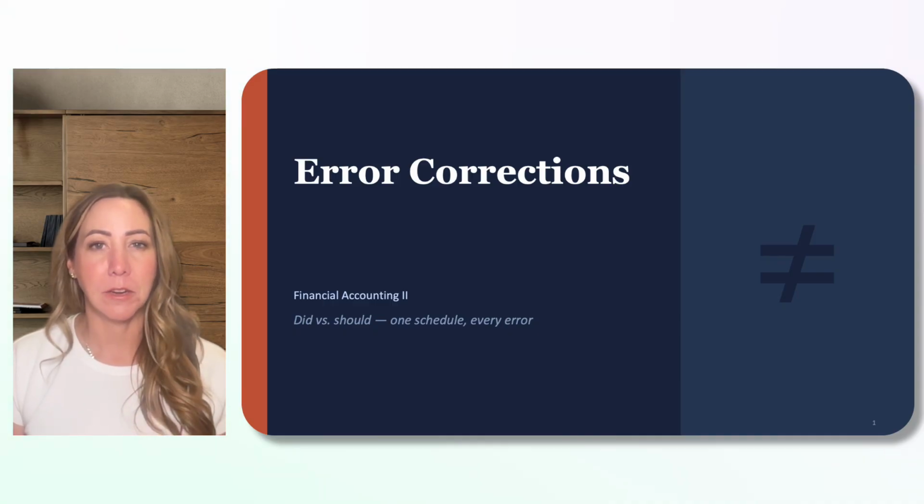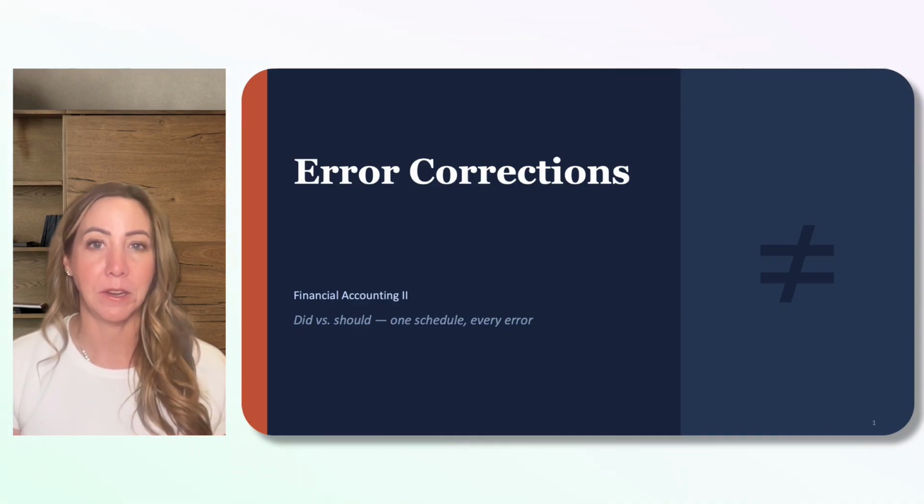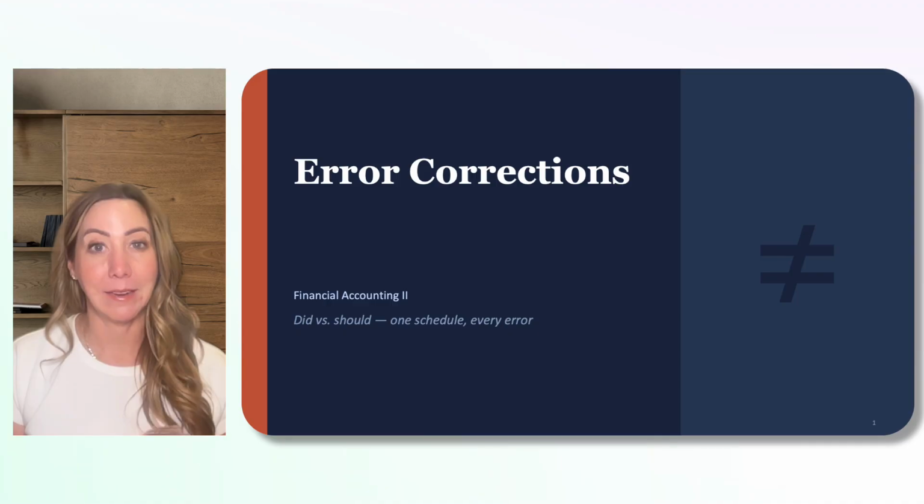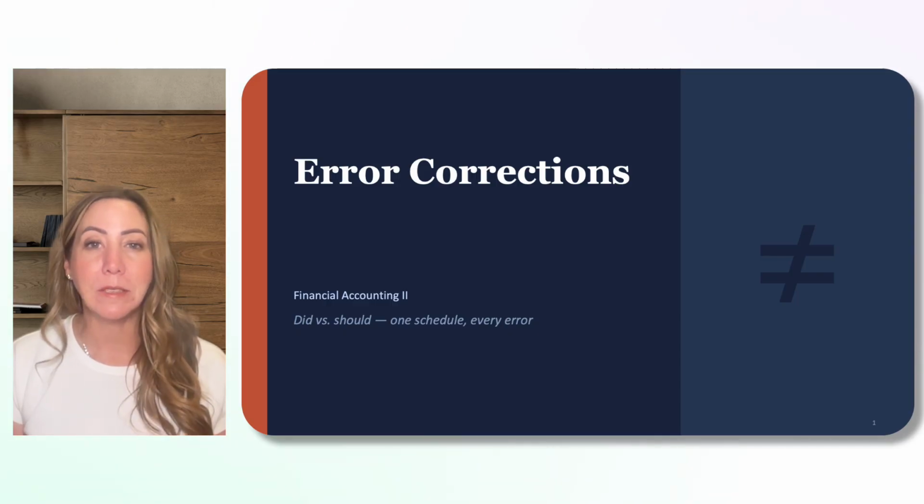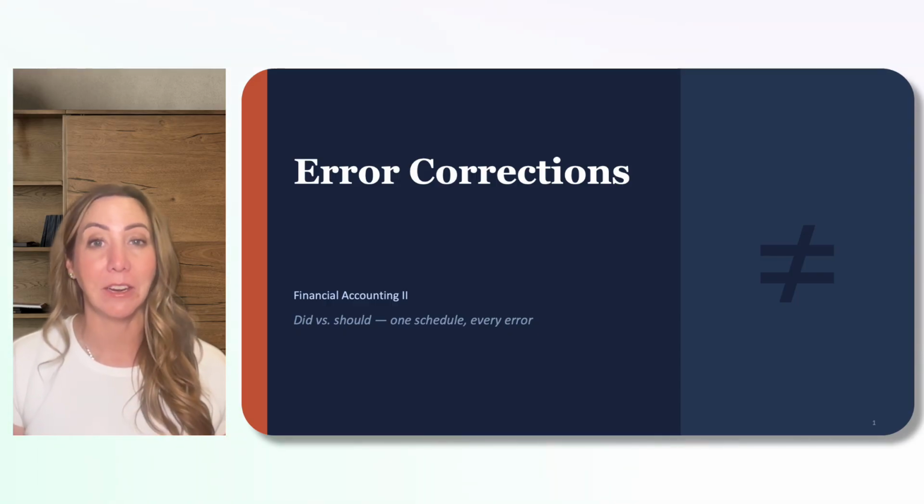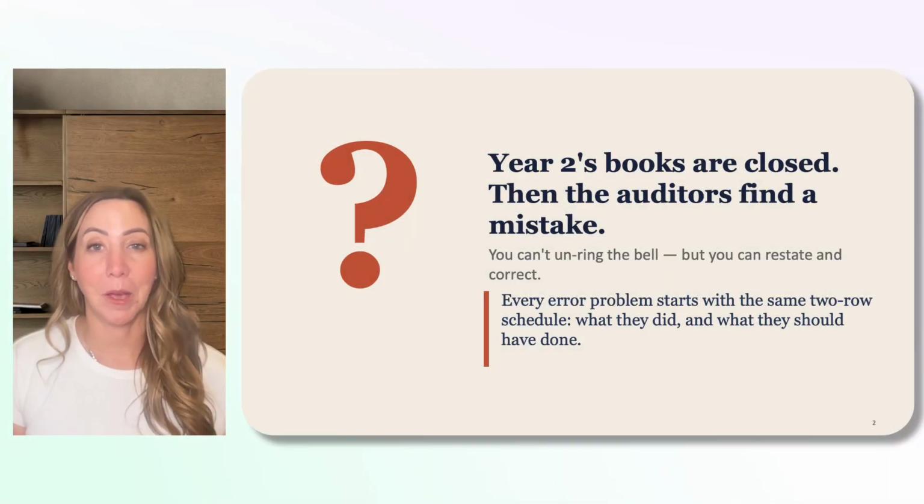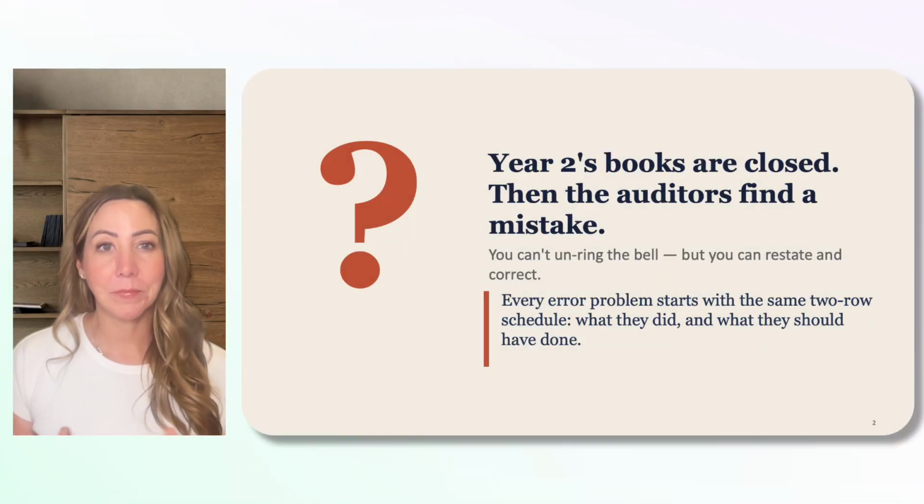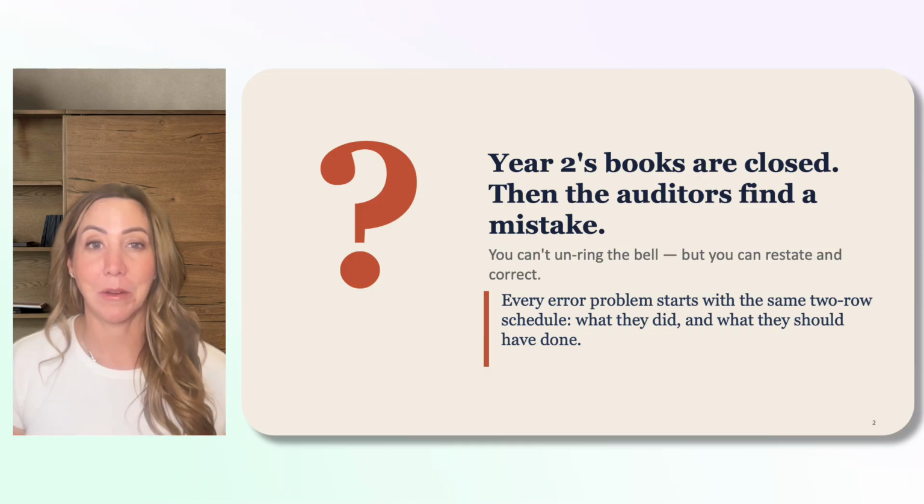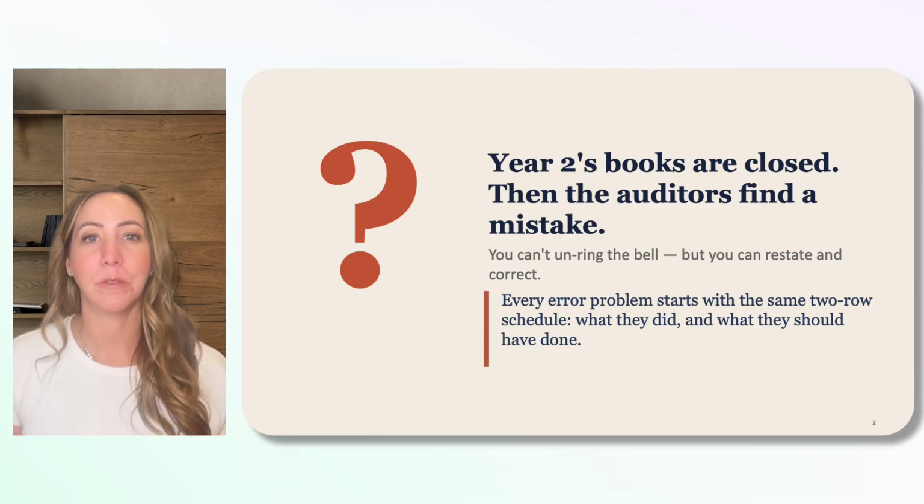The goal here is to understand the impact that an error has on net income and retained earnings and how to fix it. I'm going to show you how one simple schedule can help you untangle any error and build the correcting journal entry. Imagine you're an accountant for a public company. It's mid-March and the audit is underway. One of the auditors comes into your office with the discovery that you forgot to accrue $8,000 of salaries at the end of December. It's an honest mistake, but now that you know, how do you fix it?